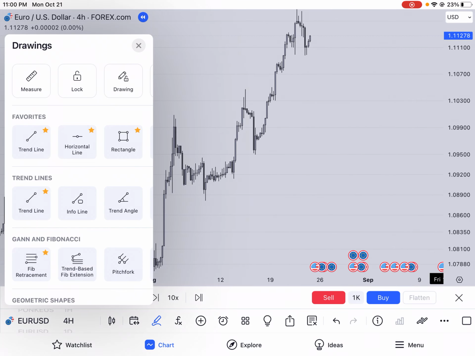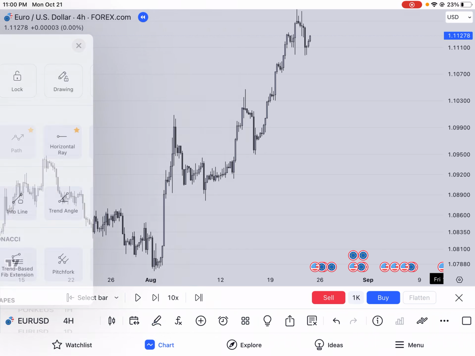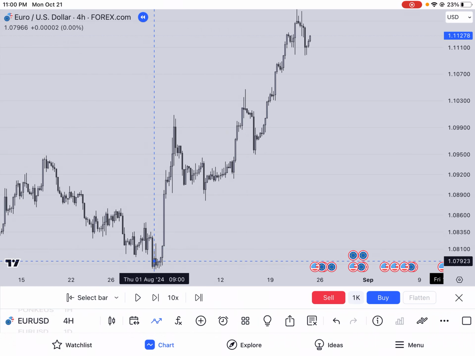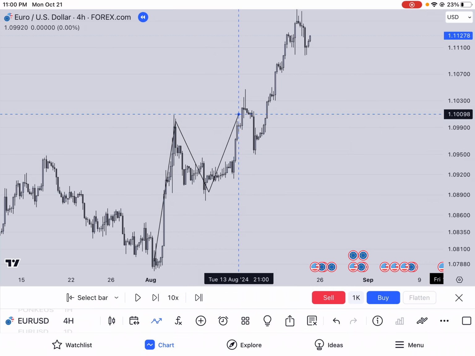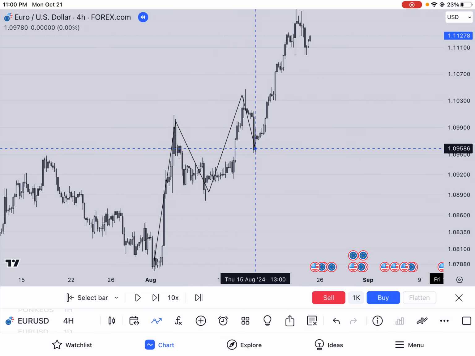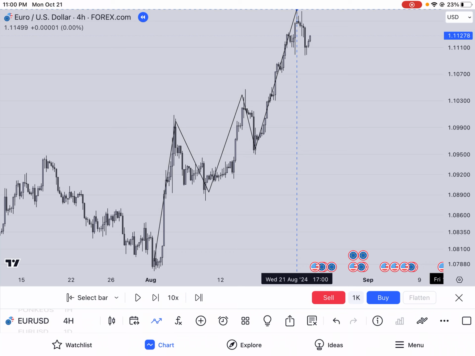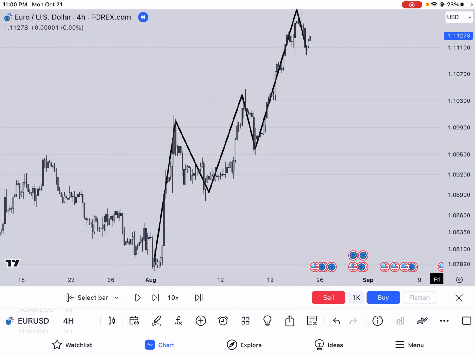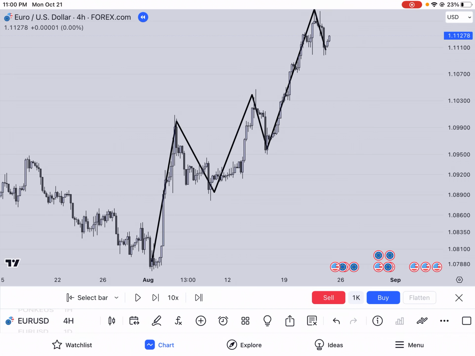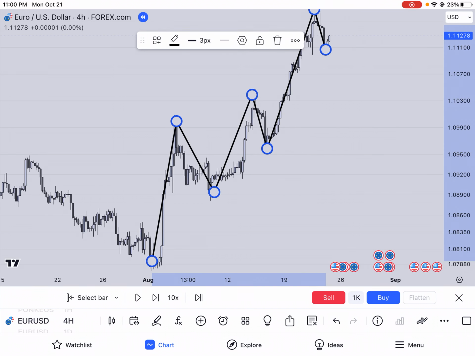See the series of movement that this market is making. The market moved this way, came back down. See the market move this way, came back down. The market moved this way, came back down. Let me draw in the line so that you see. See, that's the movement that this market made. You see how simple it looks.